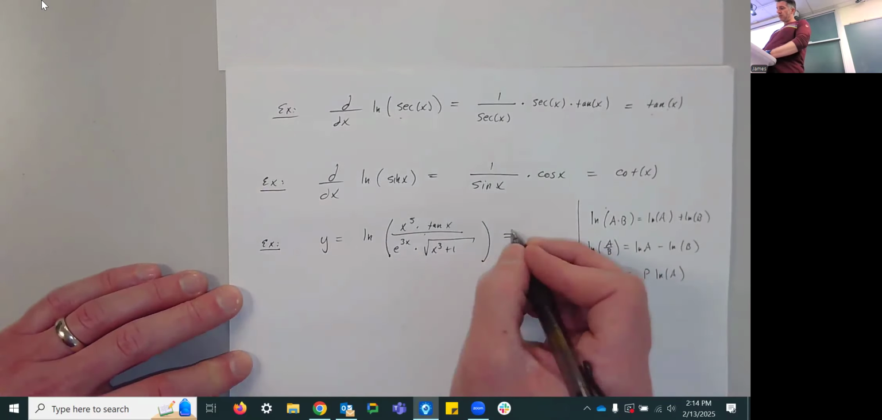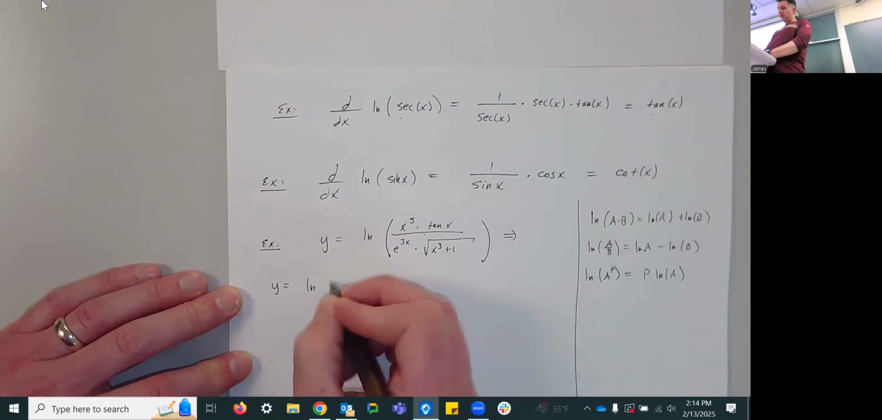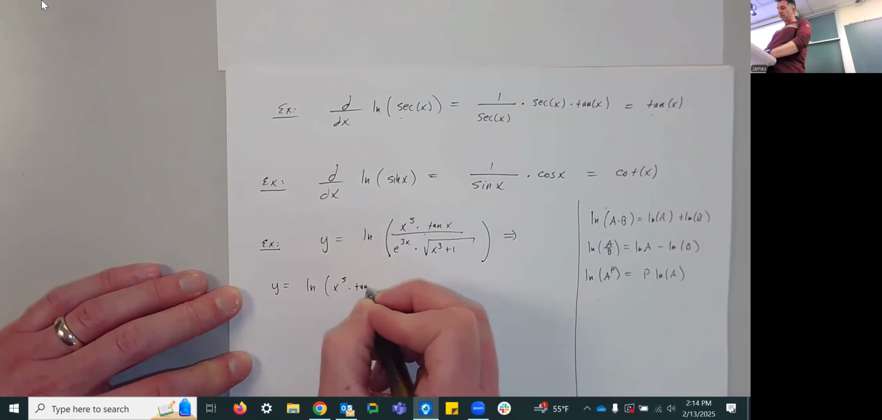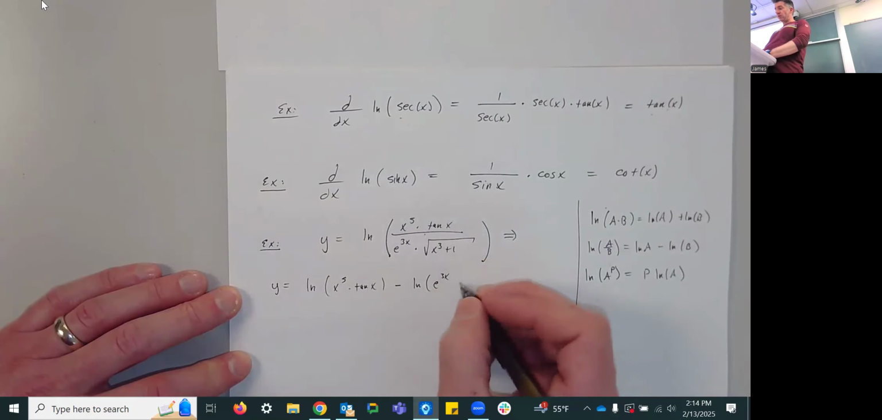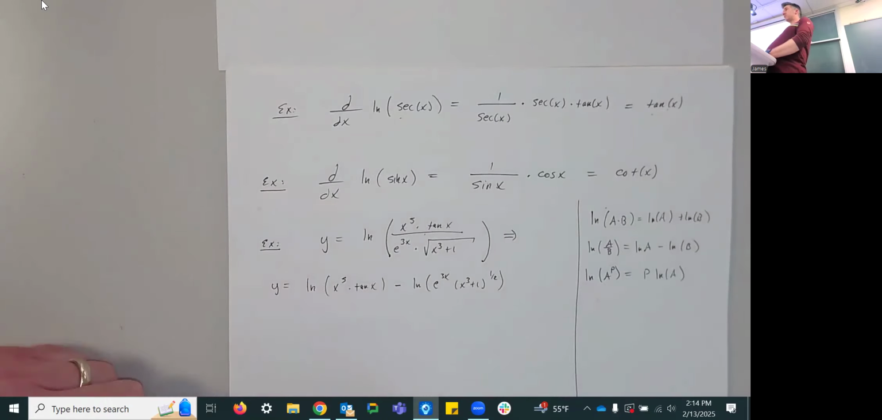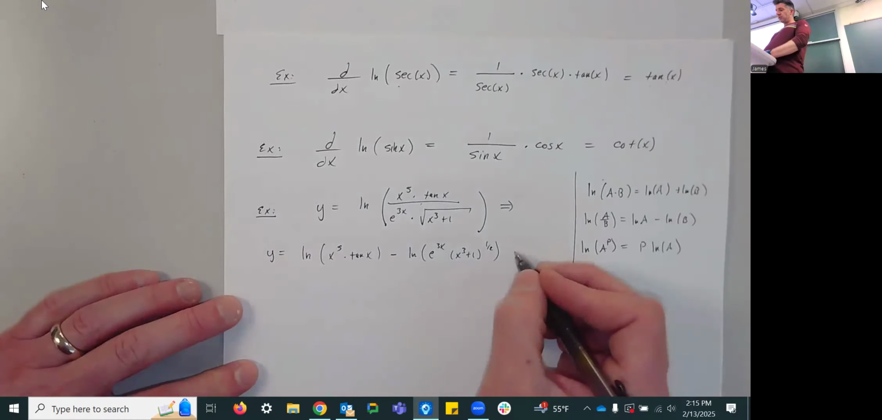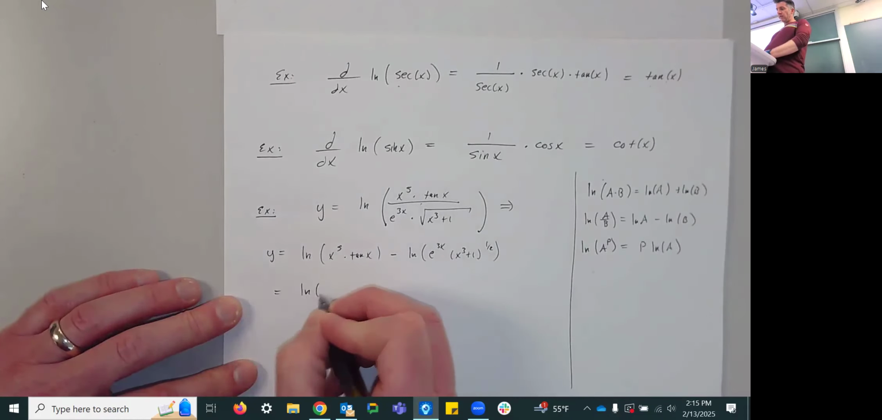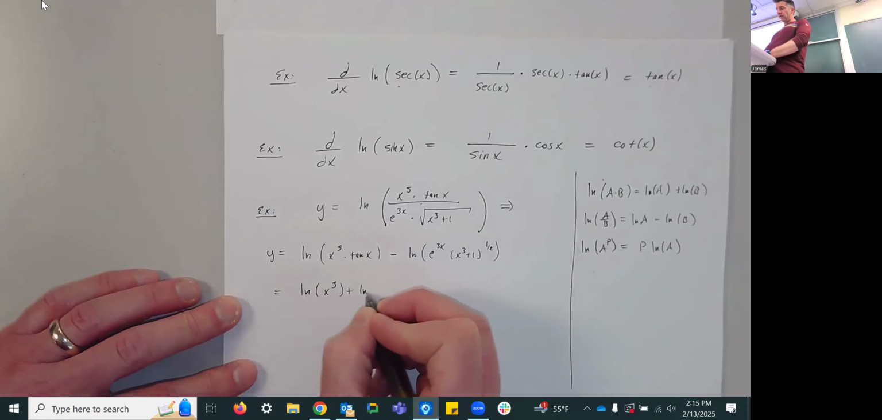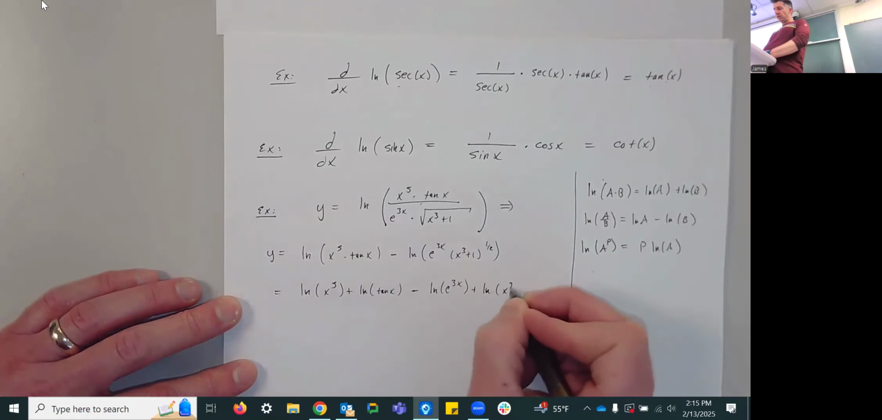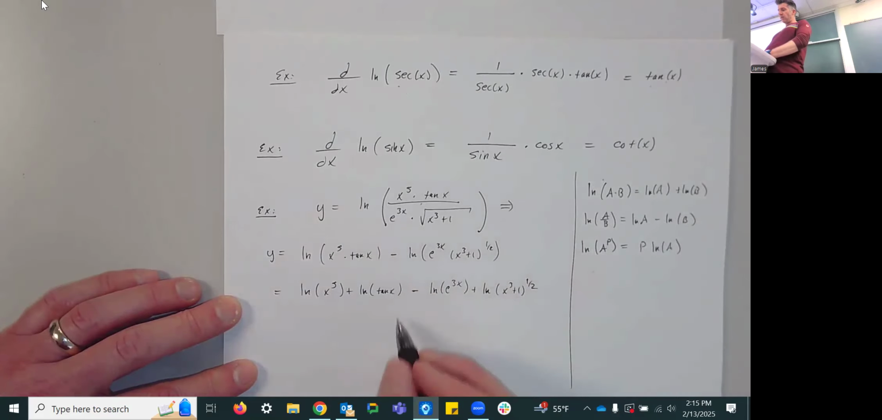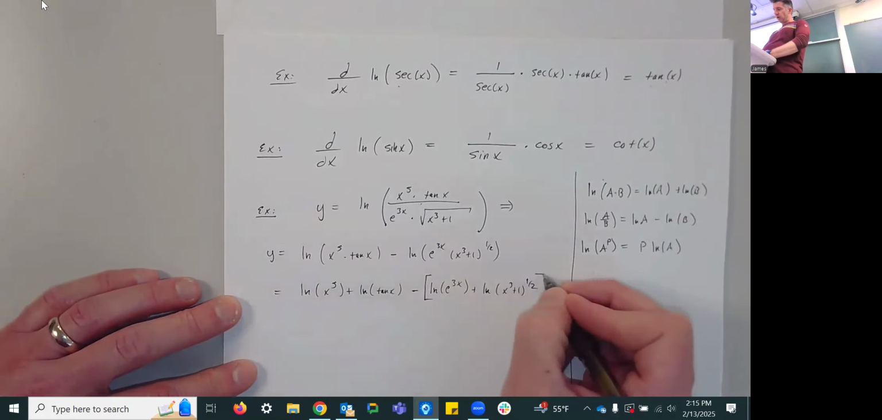So we're going to get that y is equal to the natural log of the top, x to the 5th times tangent of x, minus the natural log of the bottom, e to the 3x, times, I'm going to write x cubed plus 1 square root as x cubed plus 1 to the 1/2. Now we're going to break up each of these. This is going to be equal to the natural log of x to the 5th plus the natural log of tangent of x minus the natural log of e to the 3x plus the natural log of x cubed plus 1 to the 1/2, but that should be in parentheses or brackets.